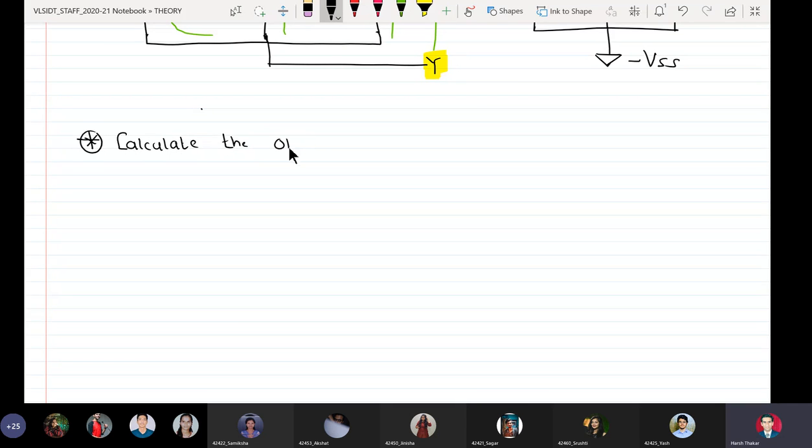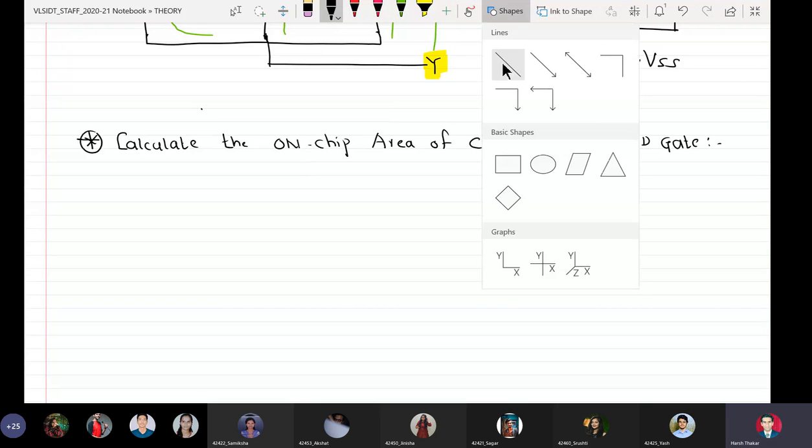Calculate the on-chip area of a CMOS 2-input NAND gate. And understand one thing, that you cannot calculate the on-chip area of a CMOS layout without using the sizing rules discussed till now.